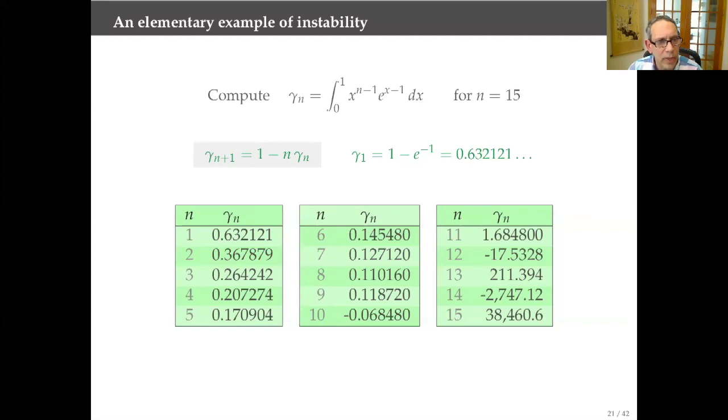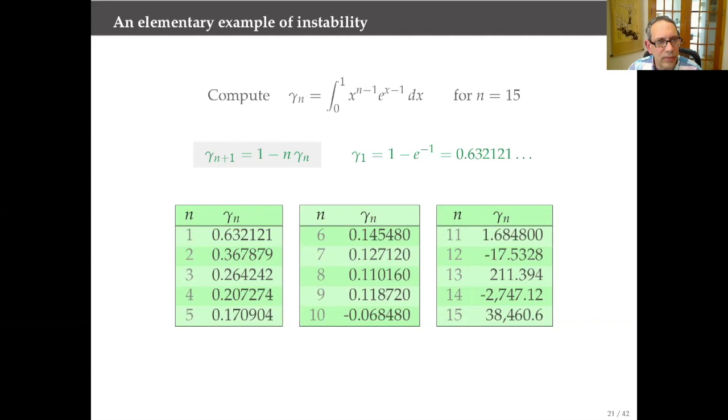So what went wrong here? I didn't make any mistakes here. Well, I made one tiny mistake. I didn't put in the exact Gamma 1. I cut it off after 6 decimal places and ignored the dot, dot, dot. That's the only thing I did wrong. Otherwise, this would be mathematically guaranteed to give the exact solution at the end.